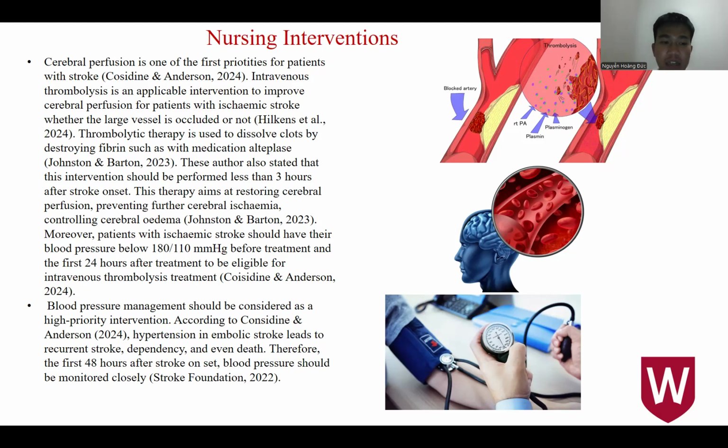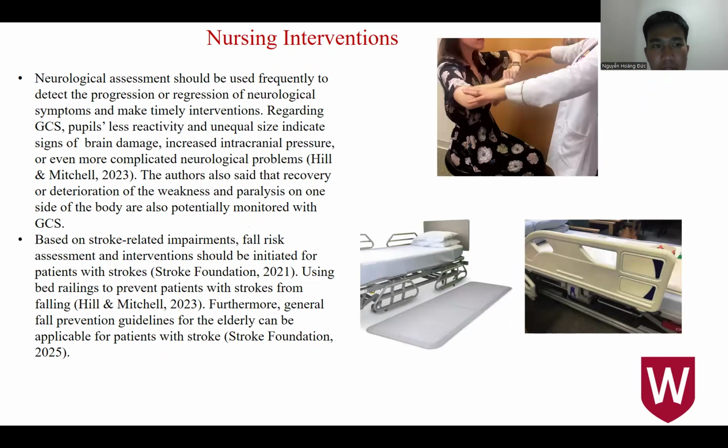According to Considine and Anderson 2024, hypertension in embolic stroke leads to recurrent stroke, dependency, and even death. Therefore, in the first 48 hours after stroke onset, blood pressure should be monitored closely. Next, neurological assessment should be used frequently to detect the progression or regression of neurological symptoms and make timely interventions.